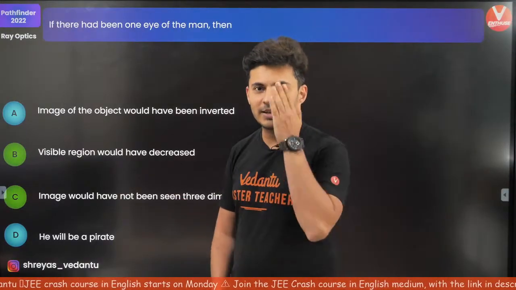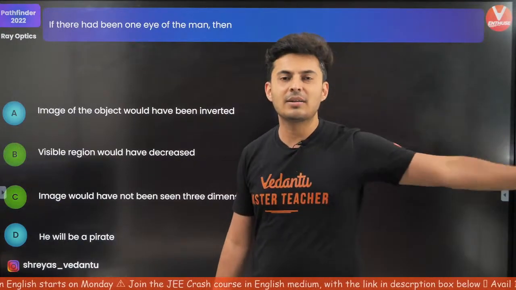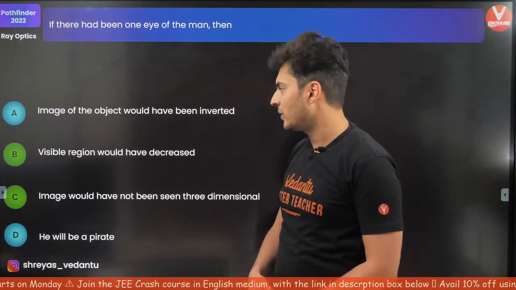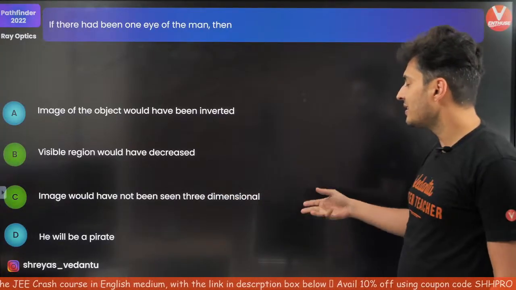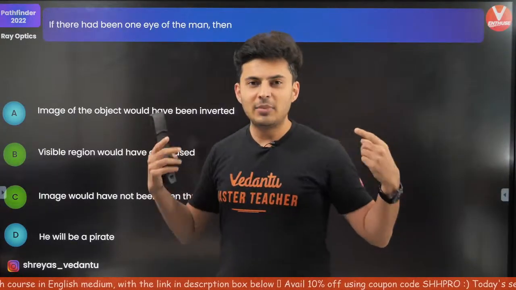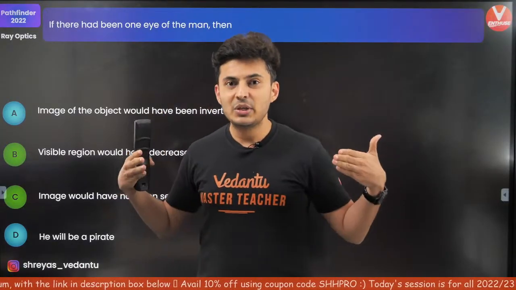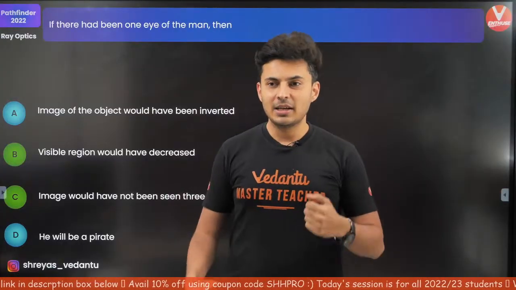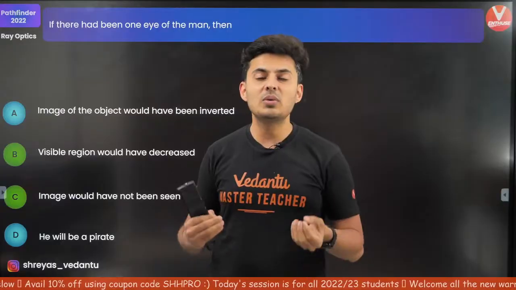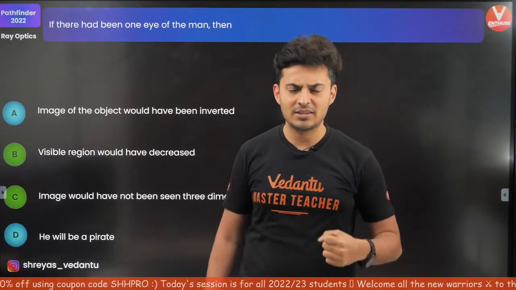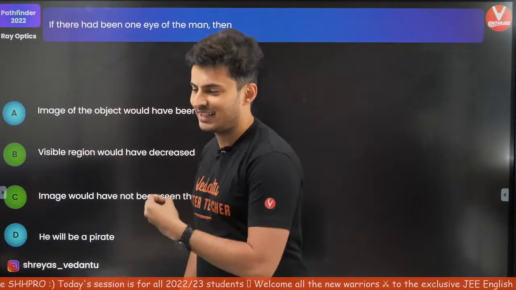But the moment you close one eye, you will be able to see less. Some of the parts are not seen, some of the objects are not seen around you. So the visibility will reduce. Of course, the image would not have been seen in 3D. What happens is, when you have two eyes, you can perceive depth very easily and you can see objects in 3D. But the moment you have only one eye, you will lose that sense of three-dimensionality. The depth feeling goes off. That's the reason why it is B and C.